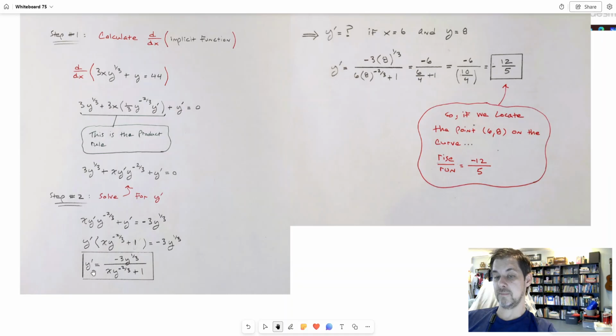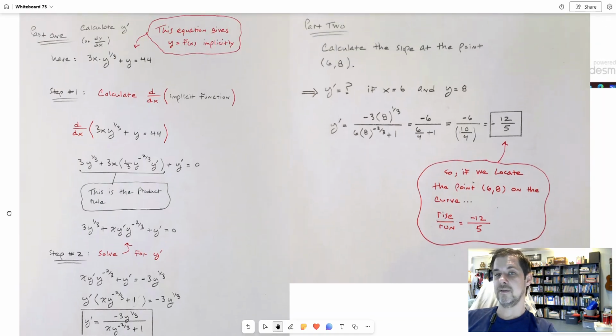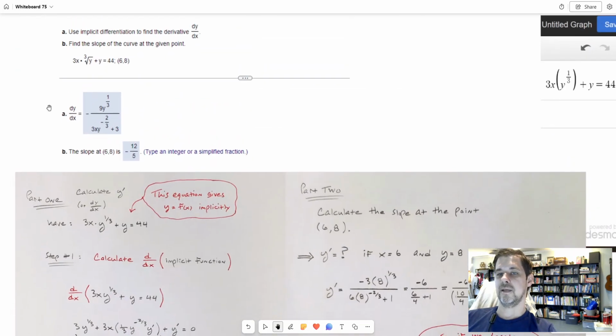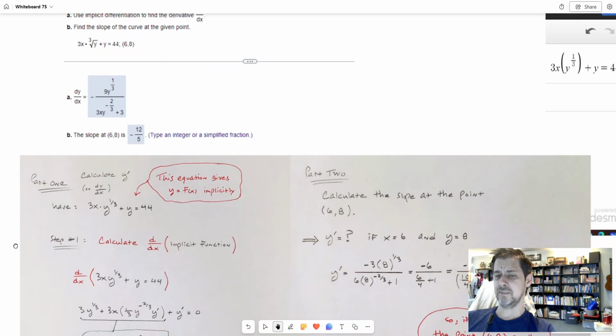It says y prime equals negative 3y to the 1/3 power over x times y to the negative 2/3 power plus 1. And there's your derivative. That's your answer for part A, part 1 in my case, right here. Okay, your derivative dy over dx. They called it dy over dx. Doesn't matter. I could call it y prime or dy over dx. It's a little simpler, I think, through this procedure to just write y prime. So that's what I did, for now at least.